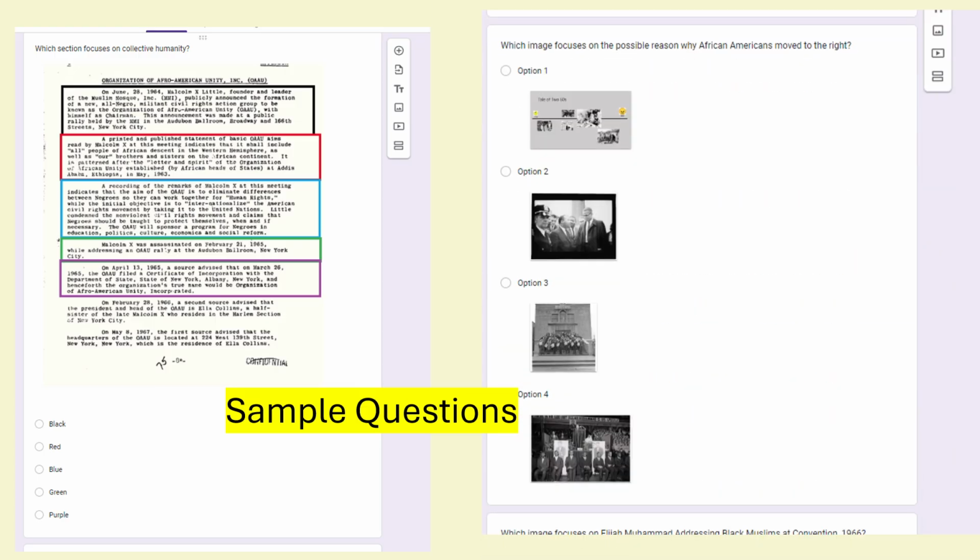This one here is looking at some of the required sources, and I've used images from the AP framework, so they are also visual, as well as requiring students to analyze some of the required sources.